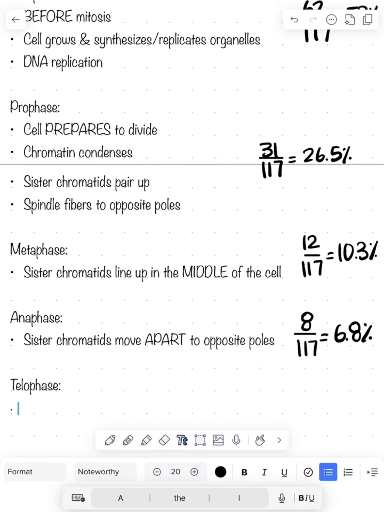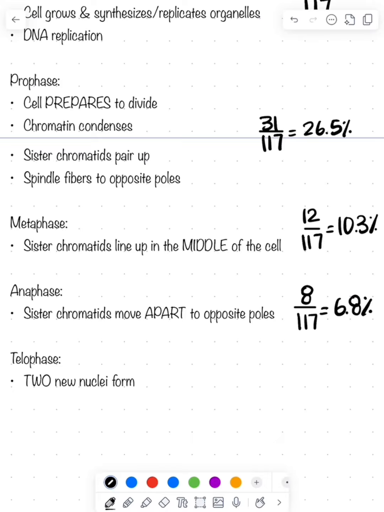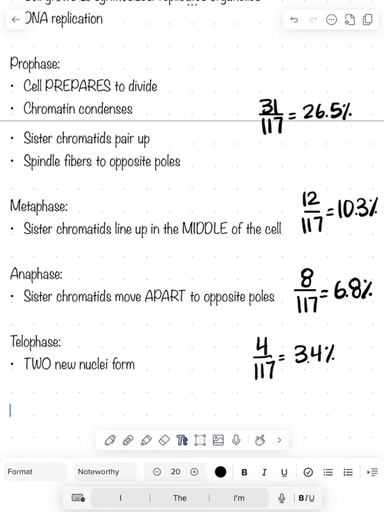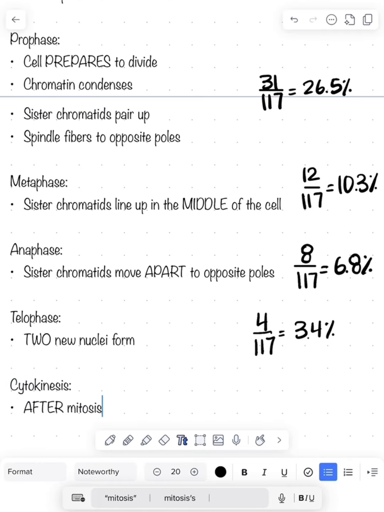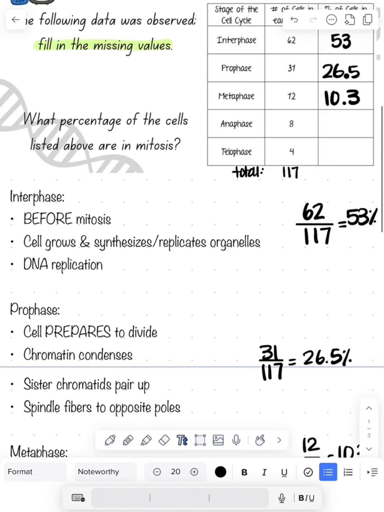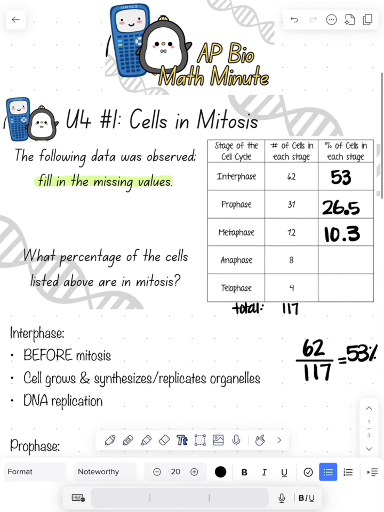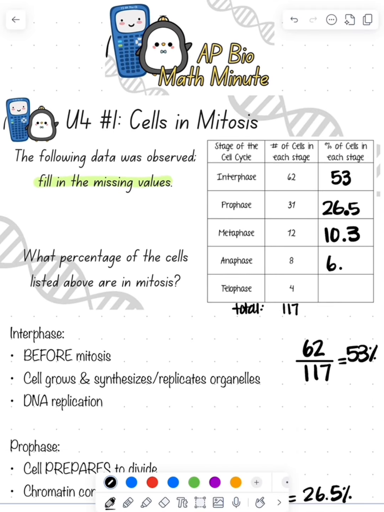The next part is telophase. Now I'm going to form a nuclear envelope around these new nuclei where we've moved those sister chromatids. So there's 4 cells in this phase, so 4 divided by 117 gives us 3.4%. And after the mitosis, we're going to go through cytokinesis. This is when the cytoplasm is going to be split or divided, and this is when the actual cell is divided. So we're going to fill in our chart because we forgot to fill those in from earlier.